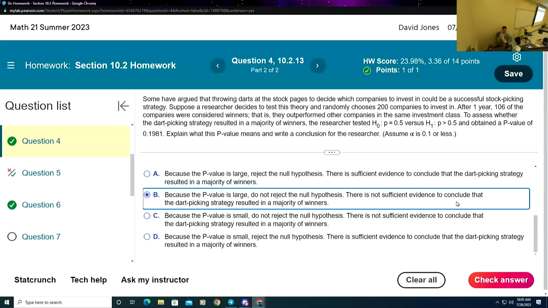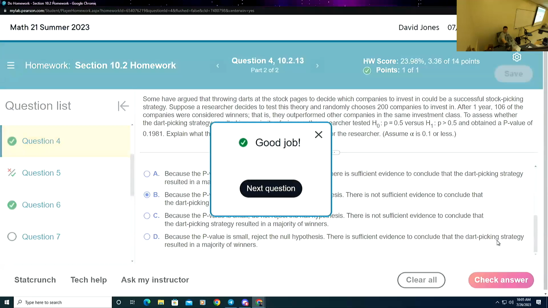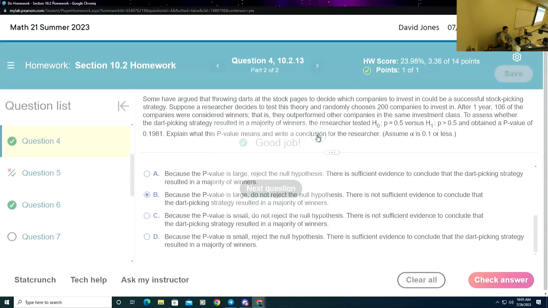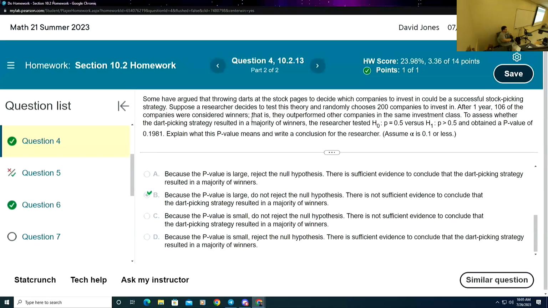Which means there's not enough evidence to conclude that the dart picking strategy works, or is better than just guessing. That's really what it's asking. Is it better than guessing? Okay. Any questions on that?